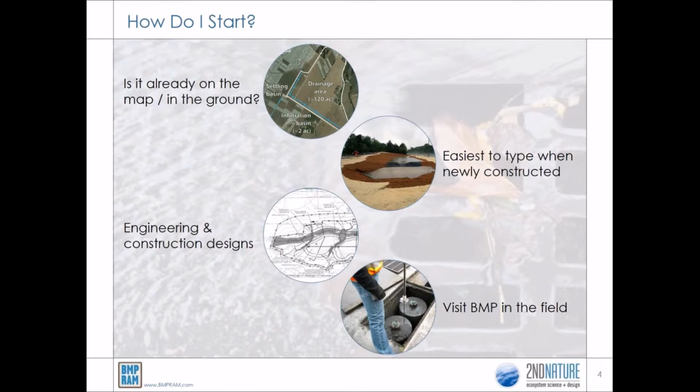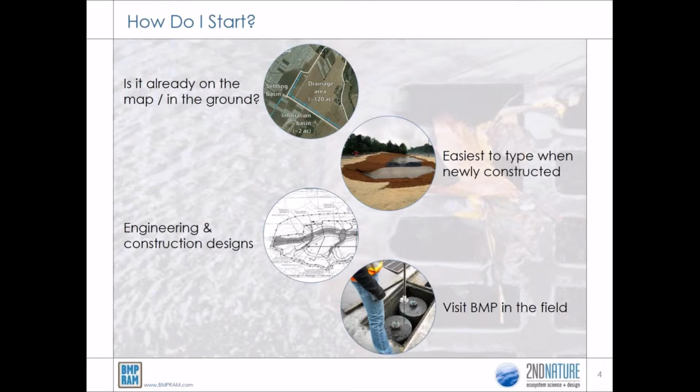To get started, you must first locate the BMP. Only BMPs that have been constructed and are in the ground should be inventoried in BMP RAM. In other words, hypothetical BMPs or potential BMP plans cannot be assessed by BMP RAM. The most accurate way to determine the BMP type is immediately following construction, because at that point the purpose and design of the BMP will be most apparent and institutional knowledge will be fresh.